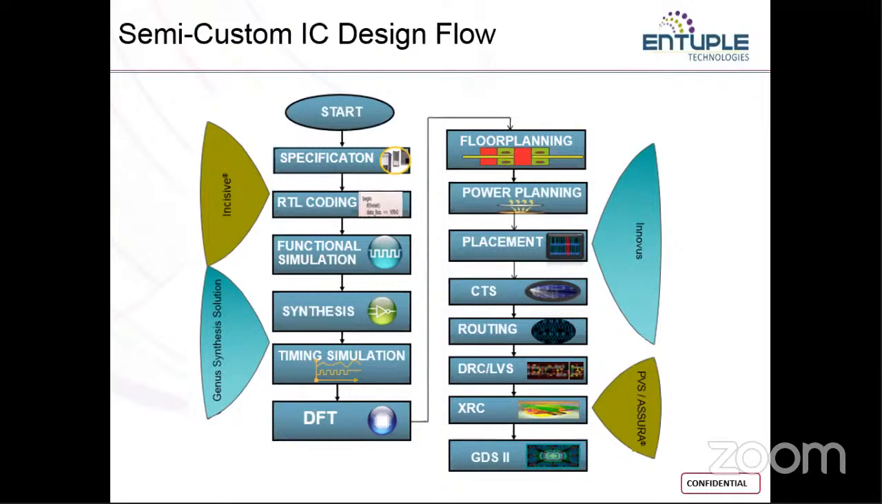Once that is done, you go into the physical design part, which starts with floor planning. Then you go into power planning. Then you place your design in the form of standard cells, and then you realize the clock for the design in terms of sequential circuits, whereas for combinational circuits you don't have clock signals. Then you go for final complete routing of the design. All these things are done with the Innovus tool, and DRC, LVS, and QRC are performed using PVS or Ashura, and finally we generate the GDS file.